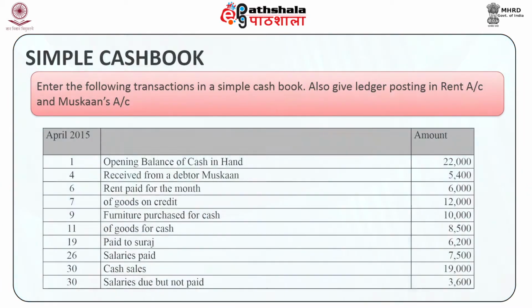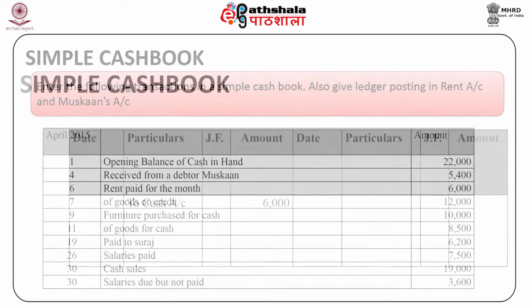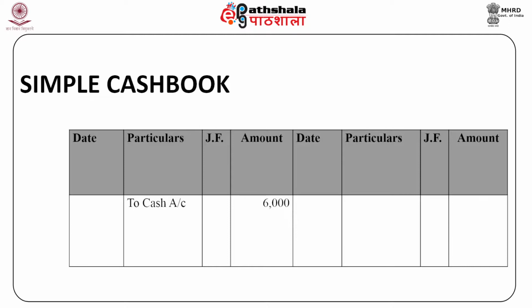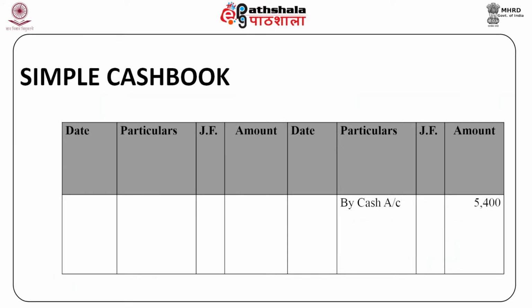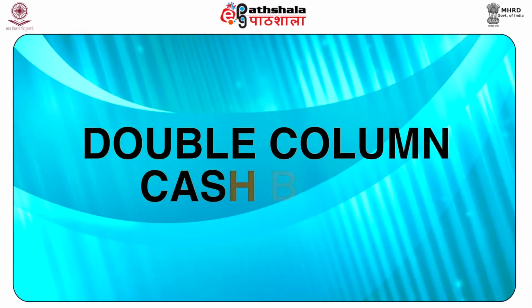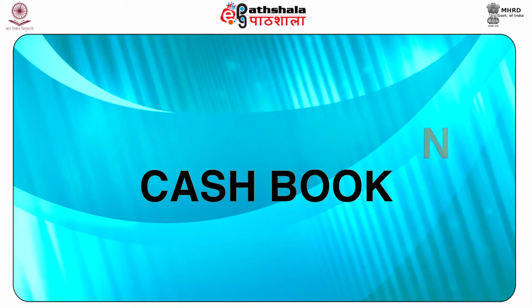Now we can discuss an example. Enter these transactions in a simple cash book. Also give ledger posting in rent account and Muskan's account. We can see this on the screen. Then there are ledger postings, which show the rent account. Then there is Muskan's account. Now we can discuss the double column cash book.